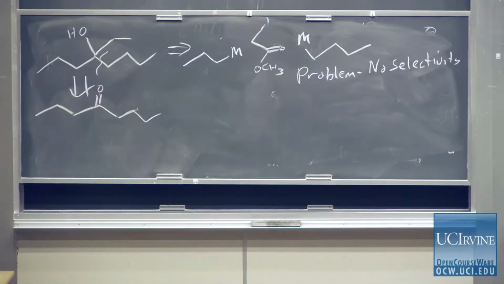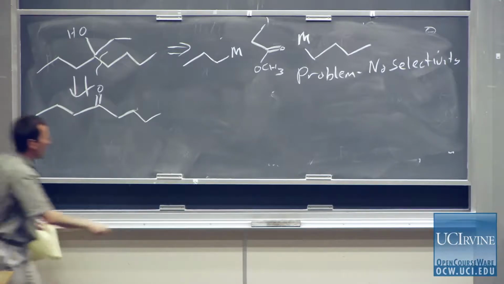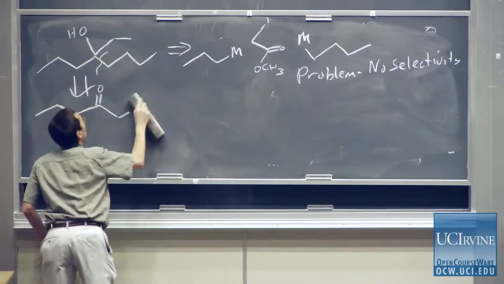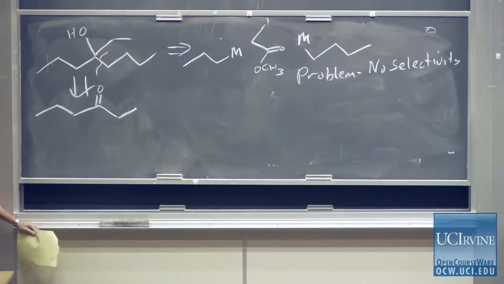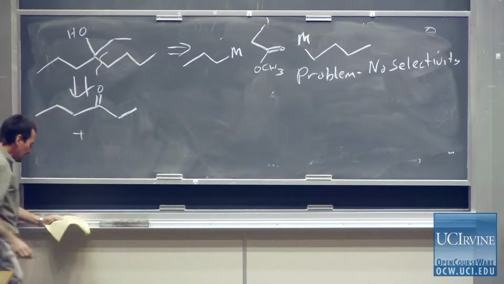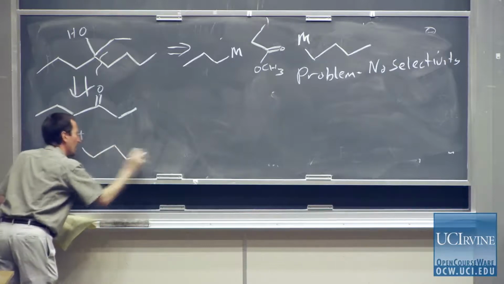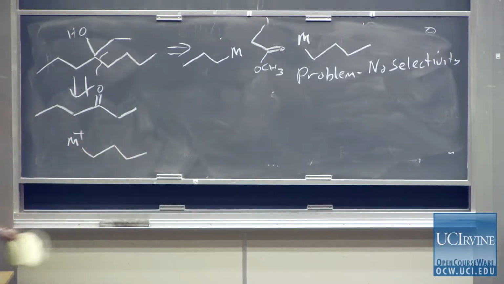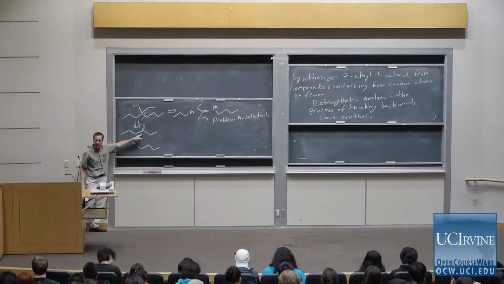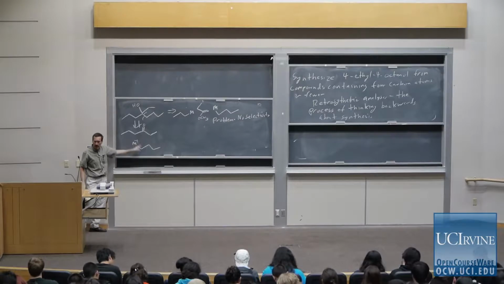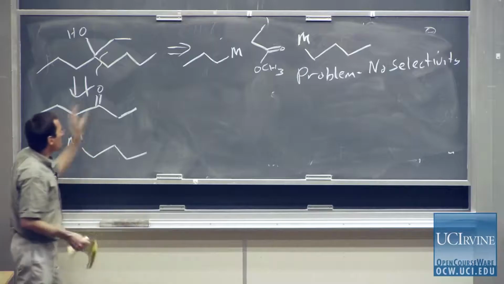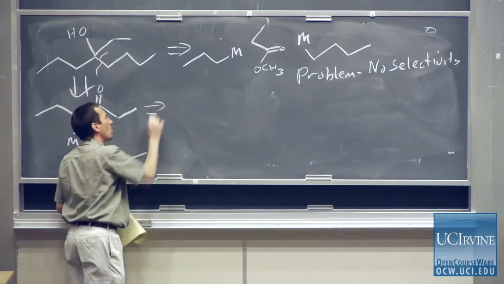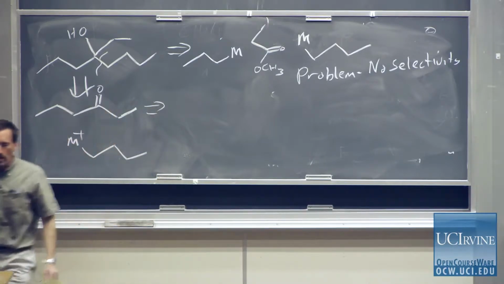And I could envision this ketone, 2-hexanone, and a butyl metal reagent. And that would work. I could add butyl lithium or butyl magnesium bromide to 2-hexanone, and that would be okay to make that alcohol. But then I'd need a way to make this ketone.